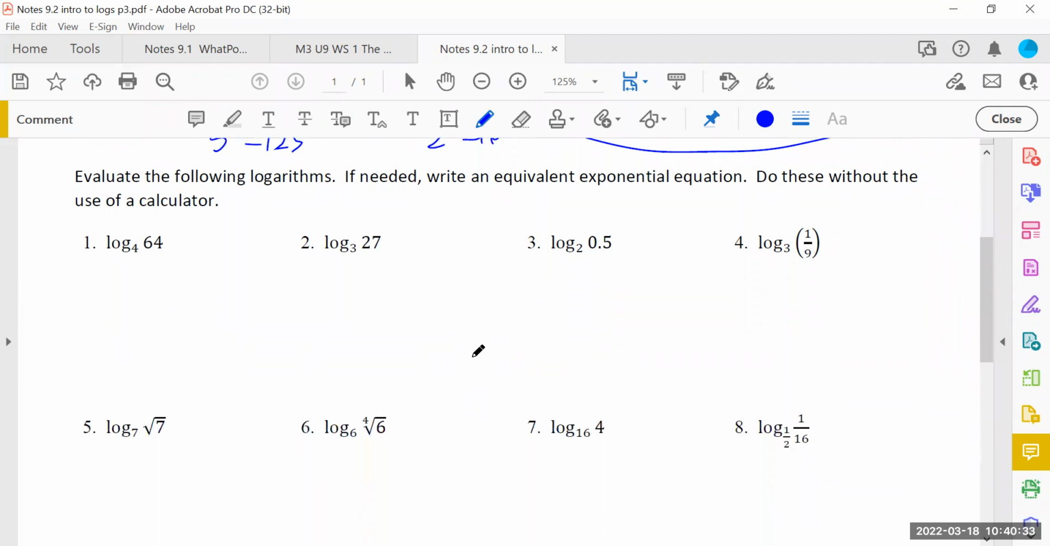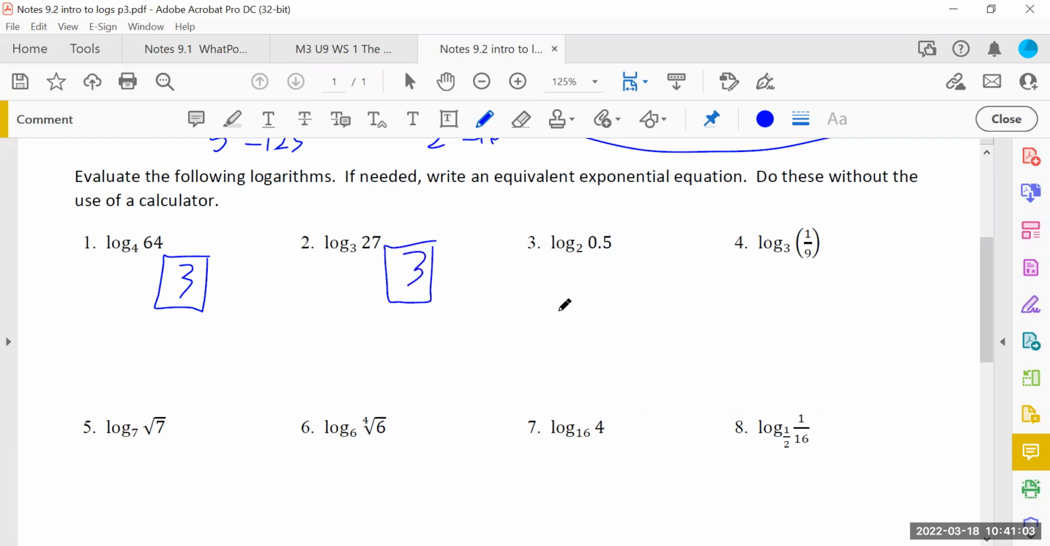So now coming down here, evaluate the following logarithms. Read it just like the what power function. What power of 4 gives me 64? 3. There's your answer. And notice how it says do these without a calculator. You don't need a calculator for any of this. They're all going to be nice, easy answers. We'll deal with calculators later. What power of 3 gives me 27? 3 again.